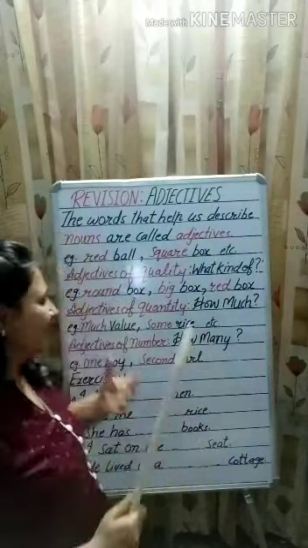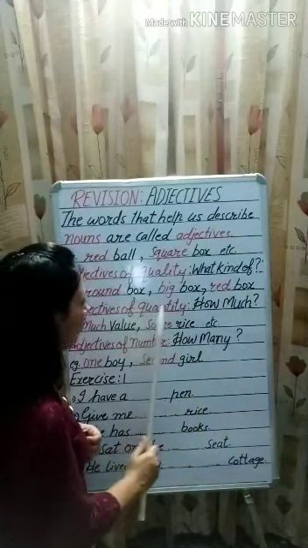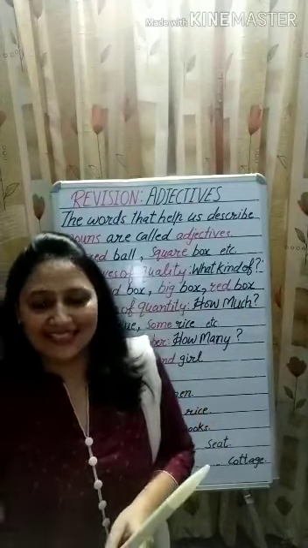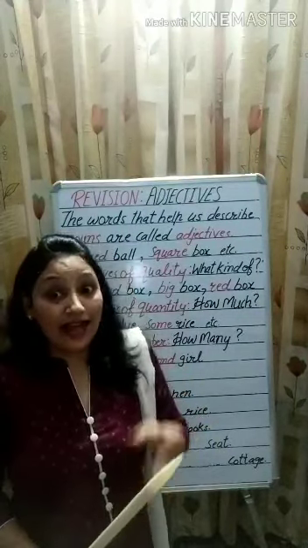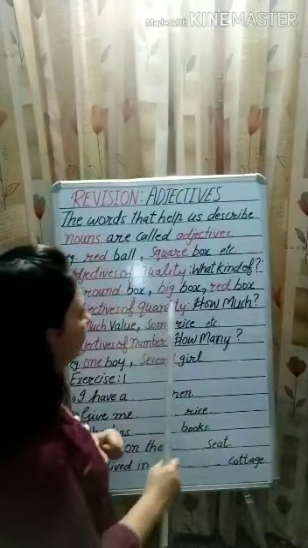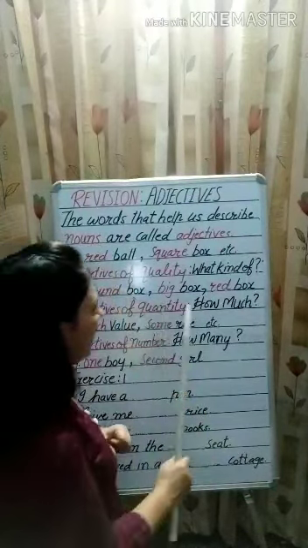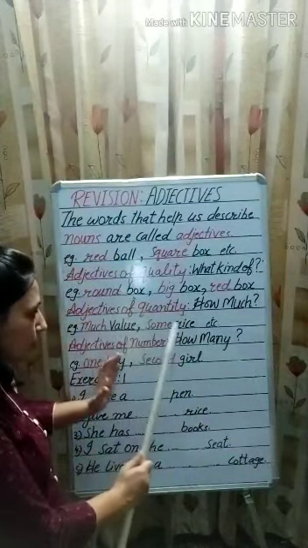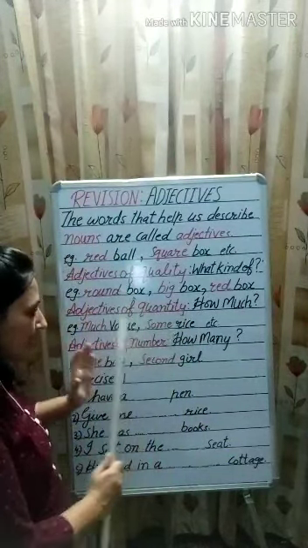Now let us discuss another, that is adjectives of quantity. My dear students, adjectives of quantity tell us the amount of things or persons. They also give the answer to the question, how much. Now look at the examples: much value, some rice. Here in these two examples, value and rice are naming words, and the words which tell us the quantity are much and some. I hope it is clear to you.